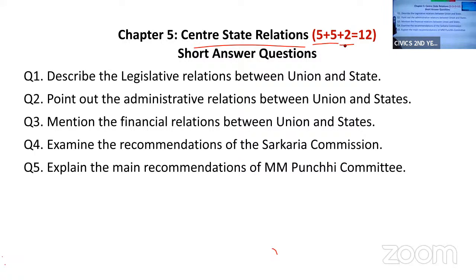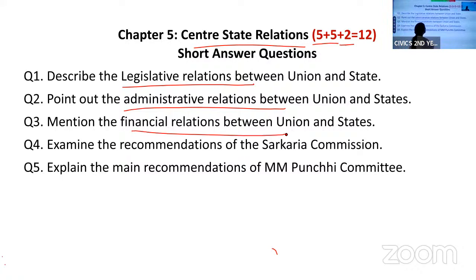But you have very few questions in this. So if you are learning 5 questions, you will be able to answer 2 questions. Here, you have 3 relations: legislative relations between union and state, administrative relations between union and state, and financial relations between union and state. If you are learning these 3 questions, you will get 1 question for sure. You are getting 2 questions from this chapter.